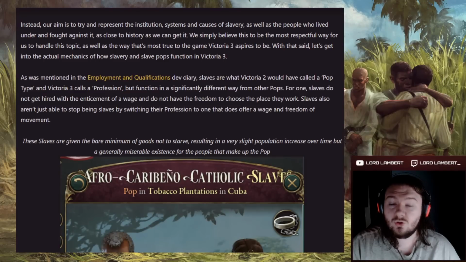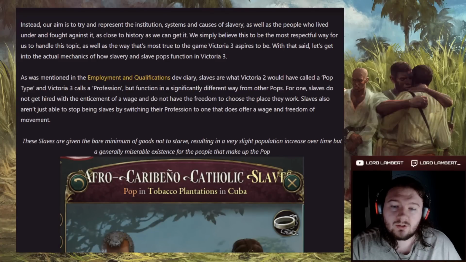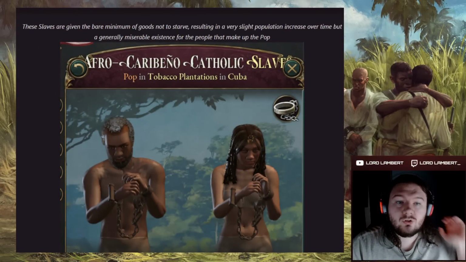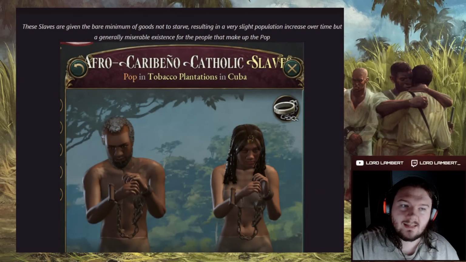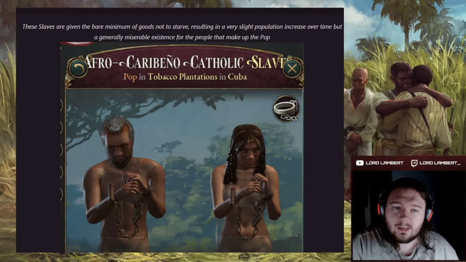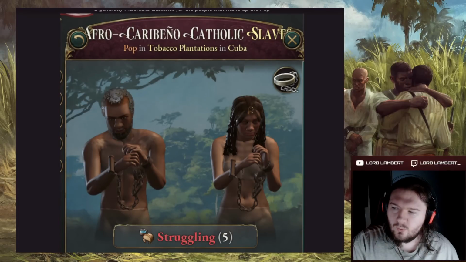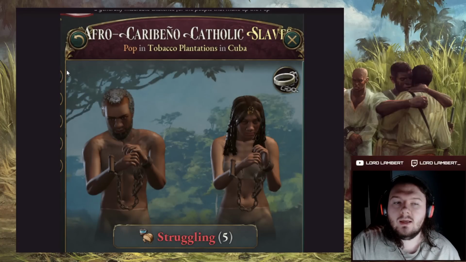For one, slaves do not get hired with the enticement of a wage and do not have the freedom to choose the place in which they work. Slaves also aren't just able to stop being slaves by switching their profession to one that does offer a wage and freedom of movement. And so we have slaves here. These slaves are given the bare minimum of goods to not starve, resulting in a very slight population increase over time, but generally a miserable existence for the people who make up the pop. And yeah, we have a couple of struggling Afro-Caribbean Catholic slaves in Cuba.